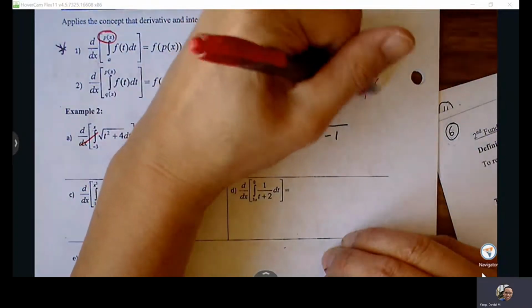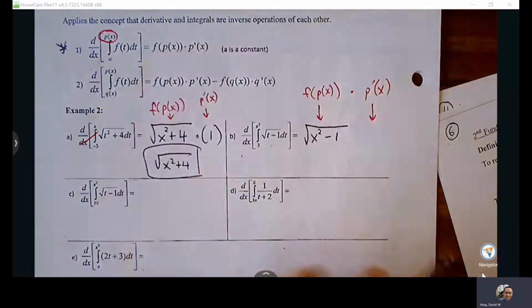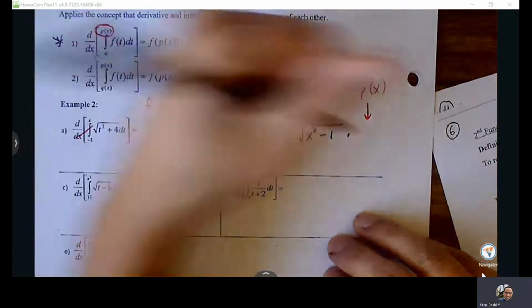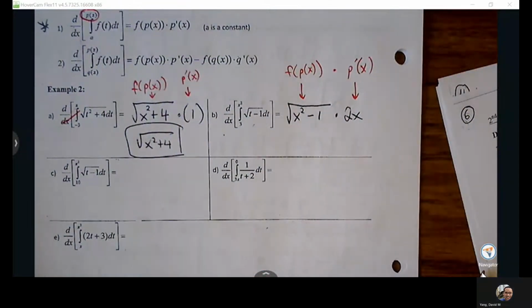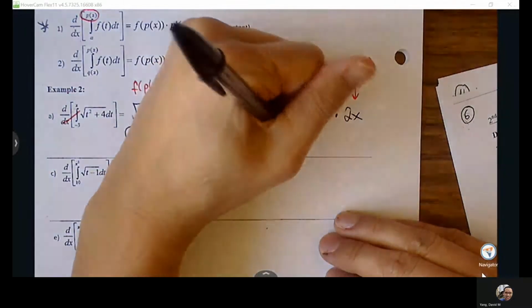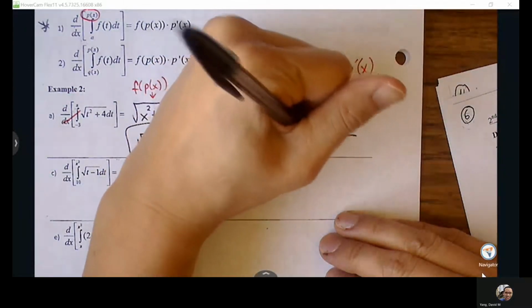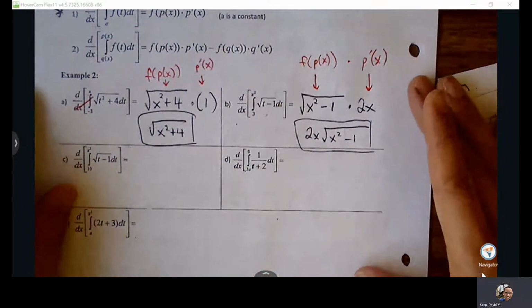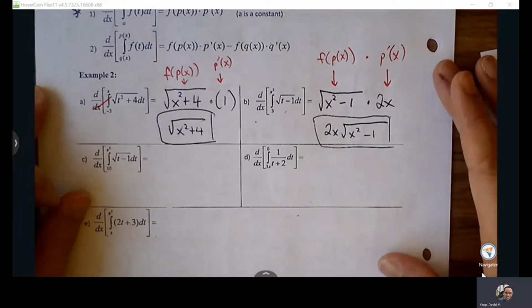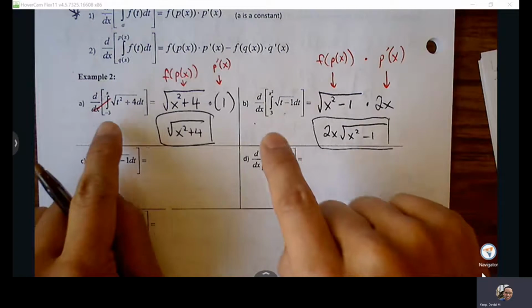But I also need p prime, right? So what's p prime going to be? Times 2x. That's it. Now, what is something that we did not even look at or have to involve throughout this problem? The a value, yep, the lower bound.